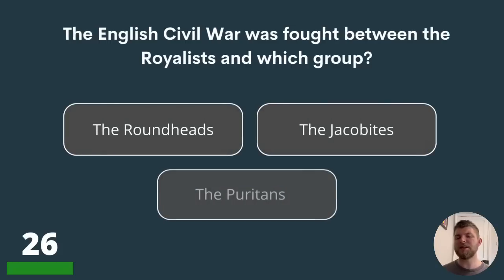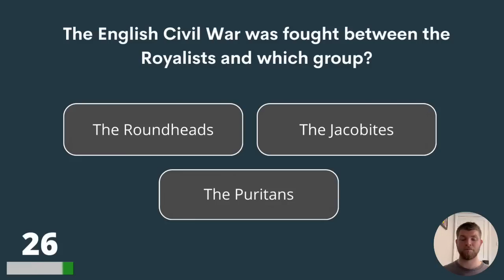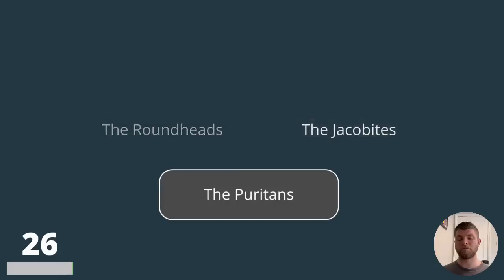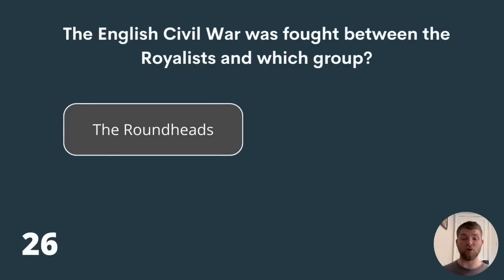26. The English Civil War was fought between the Royalists and which group? The Roundheads, the Jacobites, or the Puritans? It was between the Royalists and the Roundheads.